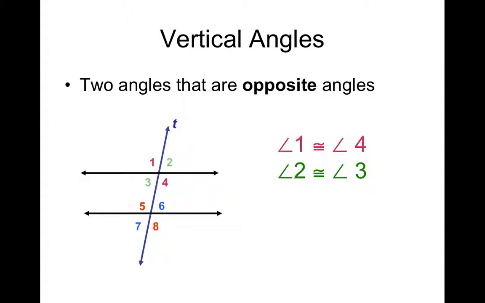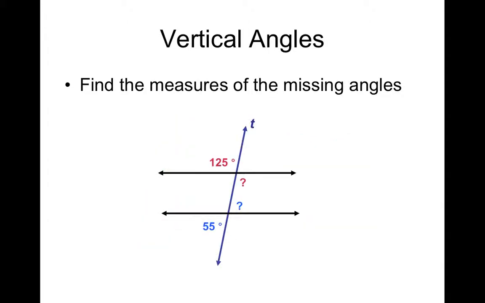Angles 2 and 3 are vertical, and therefore they are congruent. They have the same measure. Angles 5 and 8 are vertical. Therefore, they have the same measure. They are congruent. And angles 6 and 7 are congruent because they're vertical angles. They have the same measure. So we can use this fact to solve problems. In this example, the purple angle there is 125, and the blue angle is 55 because they are vertical to the measured angles.